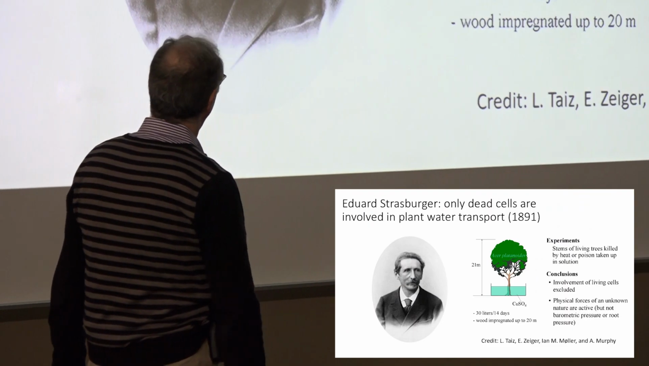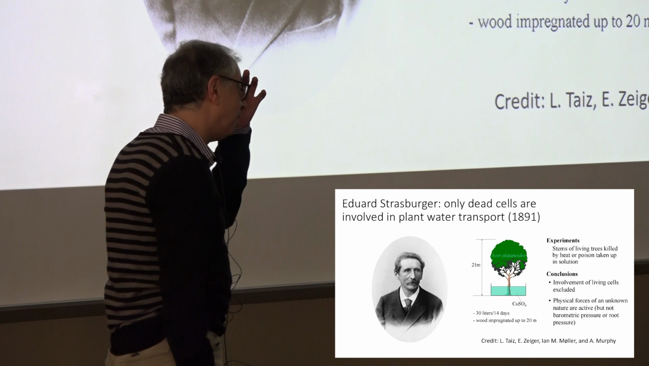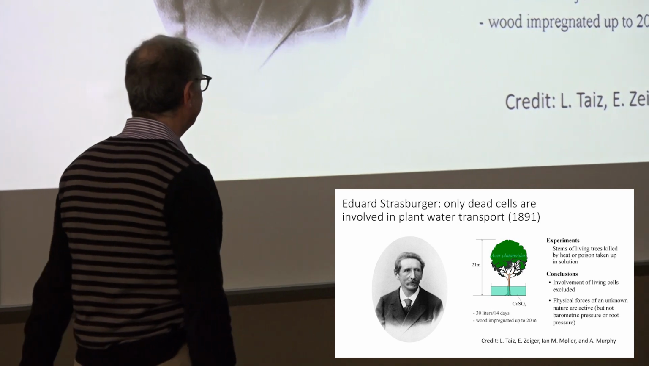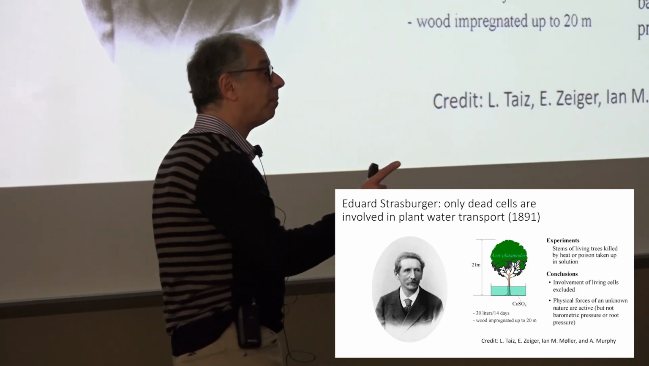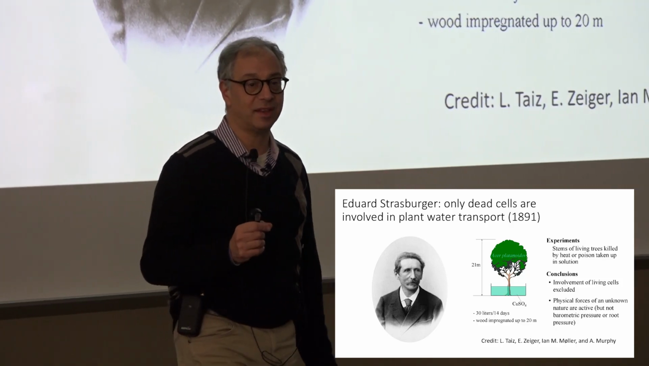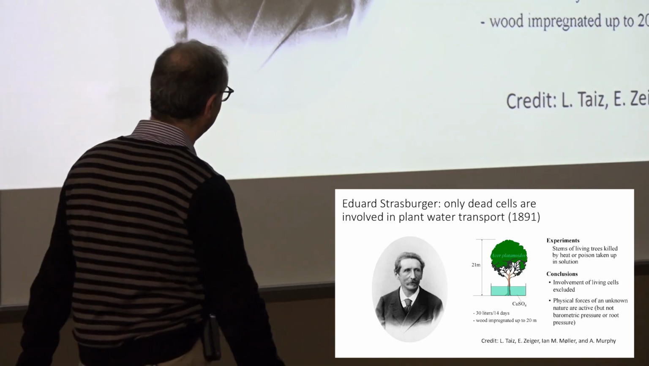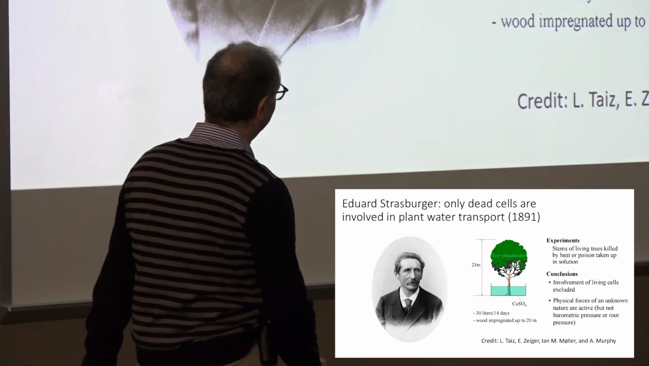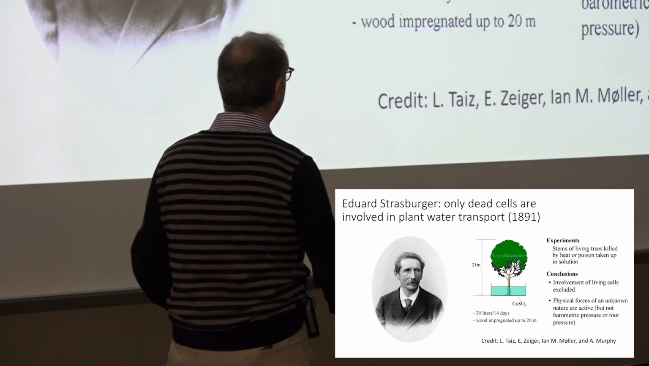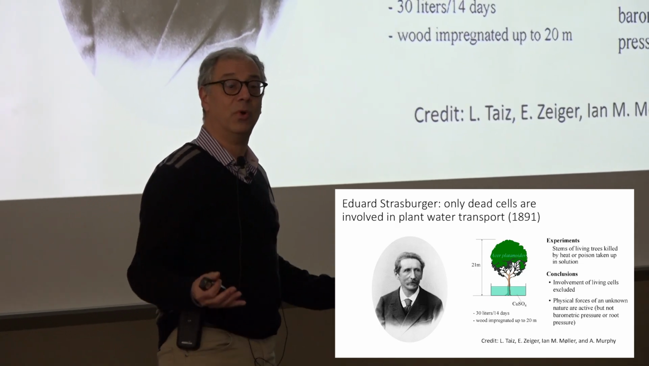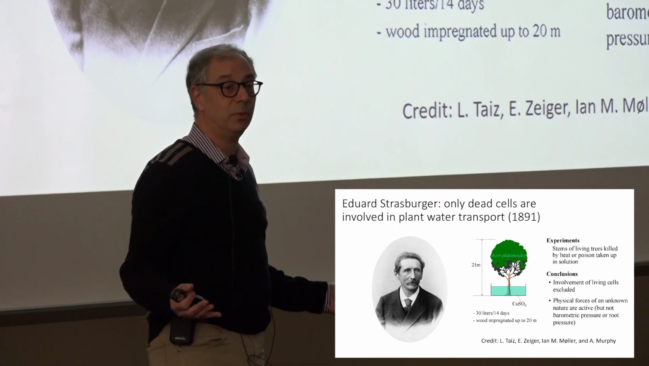Okay, so in 1891, a famous experiment by a plant biologist, Edward Strasburger, did the definitive experiment to tease apart which hypothesis is correct. And the experiment was so beautiful that it is worth repeating its main ingredients here. He cleverly decided that, well, if living cells are involved, can I still sustain water movement in the xylem of the tree when I kill them?